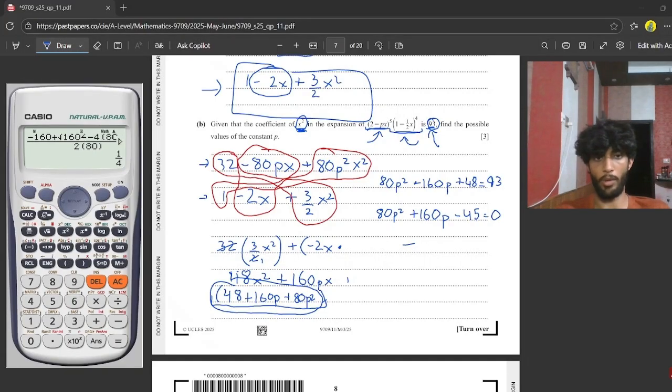Now all of this is going to be 1 by 4, so p is equal to 1 by 4, and then the other possible value for p is 9 by 4. So, or p is equal to negative 9 by 4. And that is it for question 5.